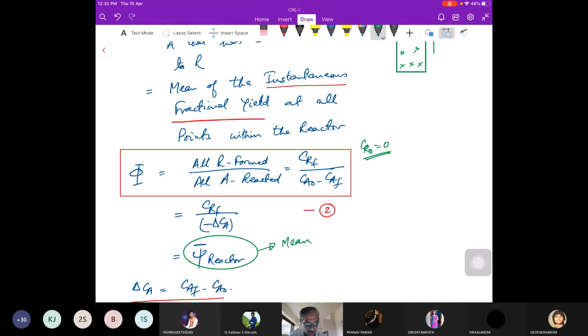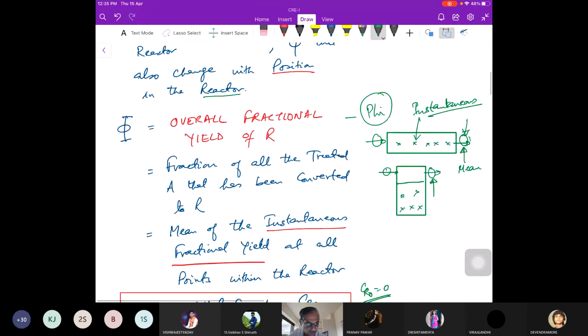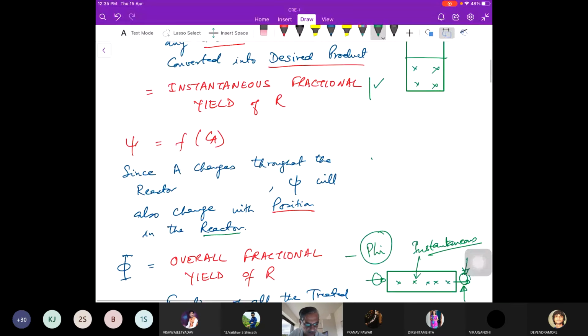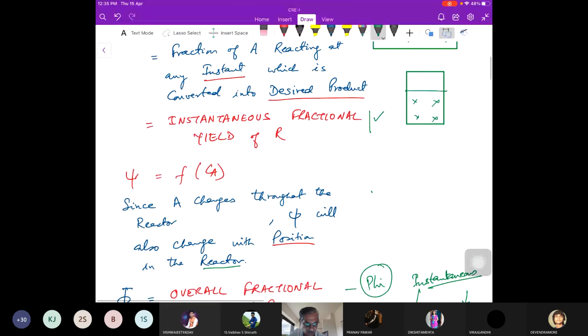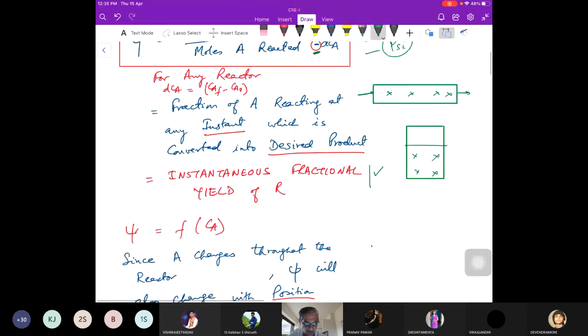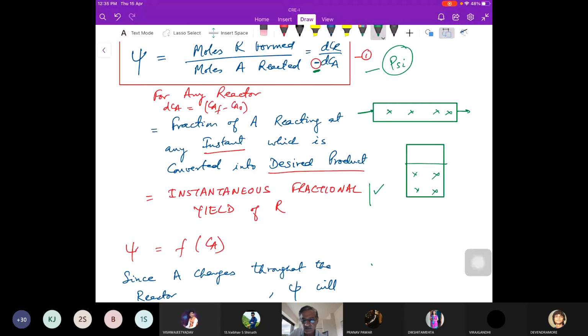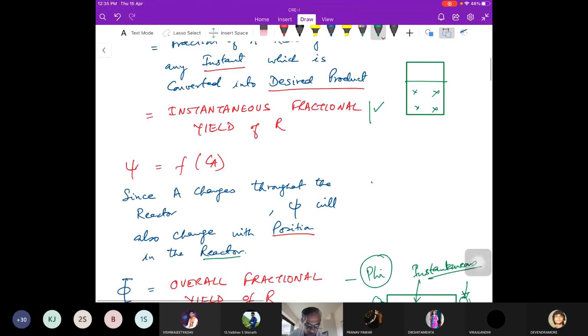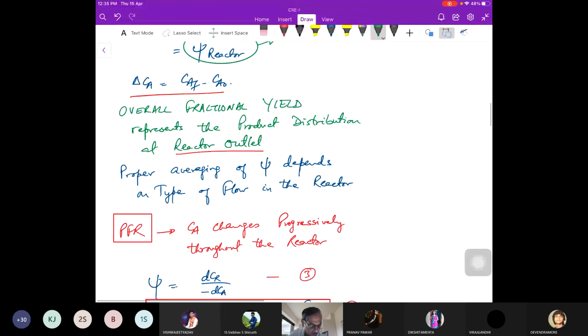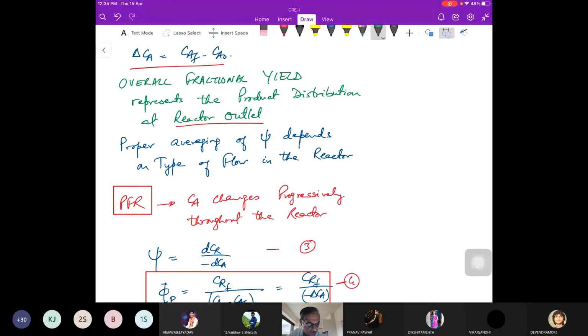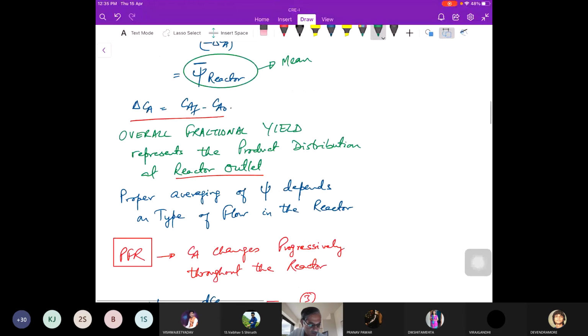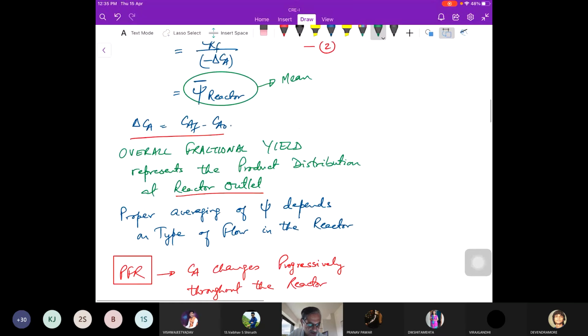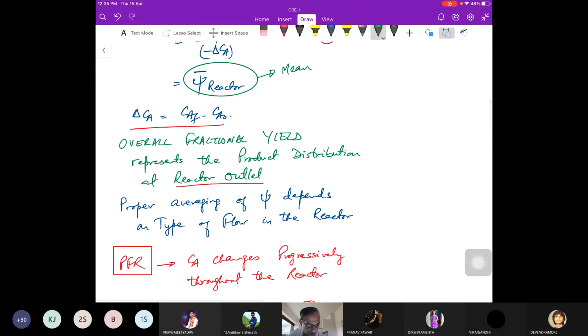Any doubts, questions on these two definitions, psi and phi, before we proceed further? Okay, if there are no questions, let's proceed further. The overall fractional yield represents the product distribution at the reactor outlet, whereas instantaneous is in the reactor at any point. So proper averaging of psi depends on the type of flow in the reactor, mixed flow or plug flow.